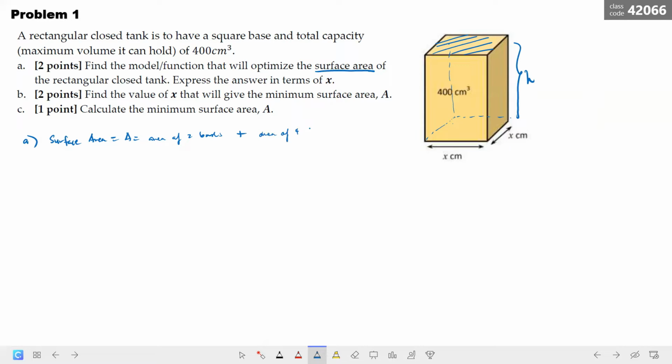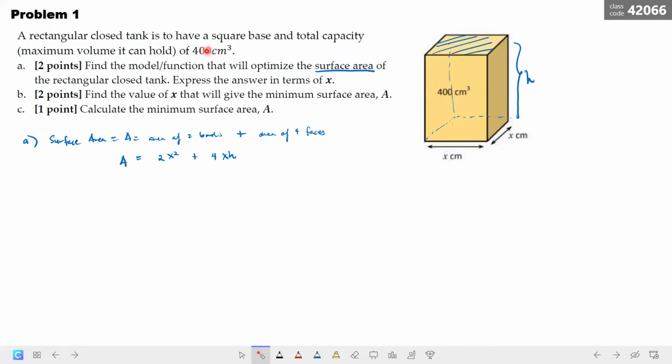Let's just call them faces, and the other two, the top and the bottom, let's call them bases. Representing them by their respective variables, the area of one base is x squared, and since there are two of them, you have 2x squared. The area of one of the faces is x times h, and since there are four of them, we have 4xh. However, our job here for letter A is to express the answer in terms of the variable x.